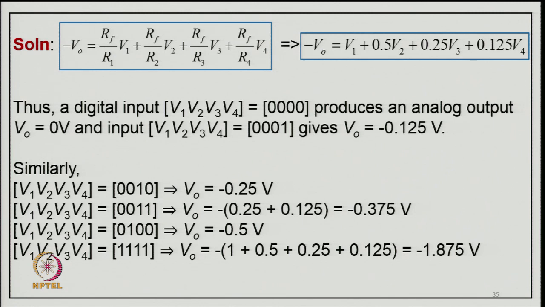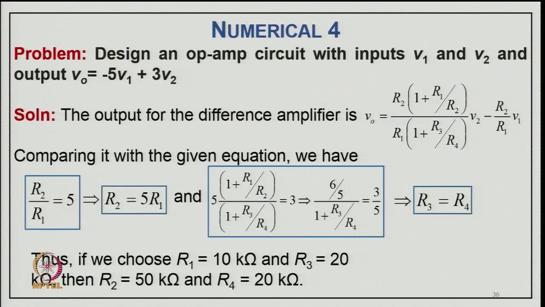So, thus digital input all 0 produces analog output V0 equal to 0, and input 0 0 0 1 gives V0 equal to minus 0.125, and for the remaining combinations, 0 0 1 0 becomes V0 equal to minus 0.25, and V0 for 0 0 1 1 becomes minus 0.375, and 0 1 0 0 becomes minus 0.5, and V0 for all 1 becomes typically minus 1.875 volt. So, this is how we do digital to analog conversion by using the operational amplifier.